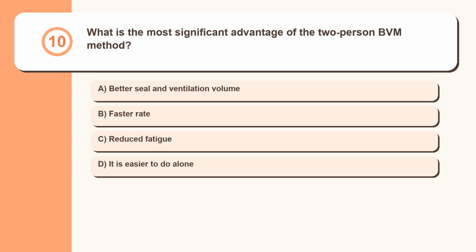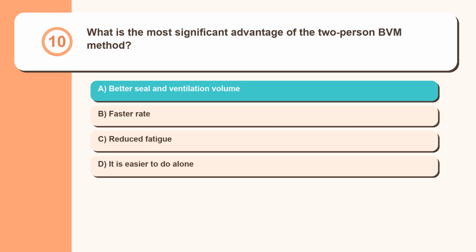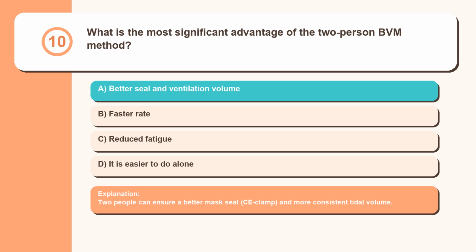Question 10. What is the most significant advantage of the two-person BVM method? Better seal and ventilation volume, faster rate, reduced fatigue, or it is easier to do alone. Two people can ensure a better mask seal, C-clamp, and more consistent tidal volume.